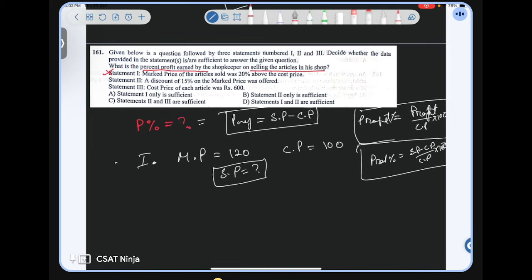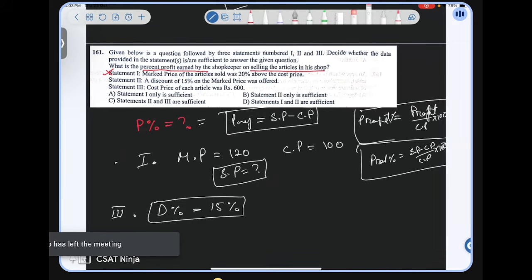Let's check statement number 2. Statement number 2 says a discount of 15% on the mark price was offered. That means the discount percentage is given as 15%. But remember, statement number 2 alone we won't be able to answer. Why? Because here just the discount is given. And like I've told you earlier, you don't need to consider the other statements as of now, because we are checking one statement at a time, whether with that particular statement we are able to answer the question or not. So with statement number 2 also, we are unable to answer.